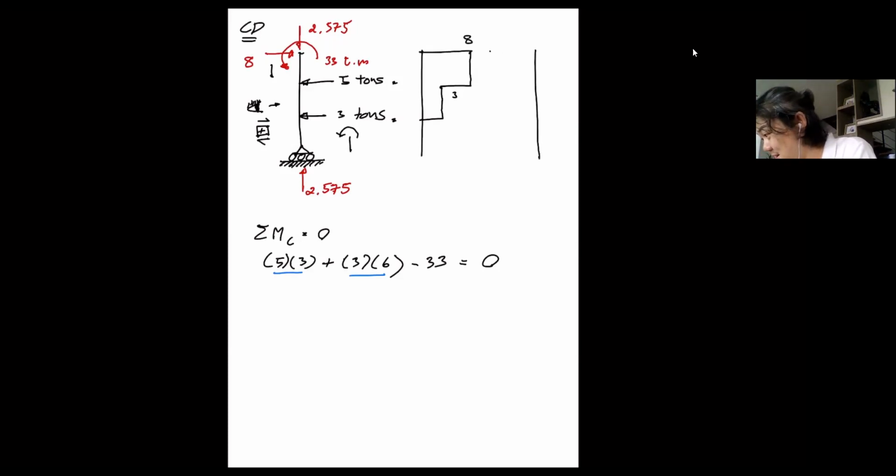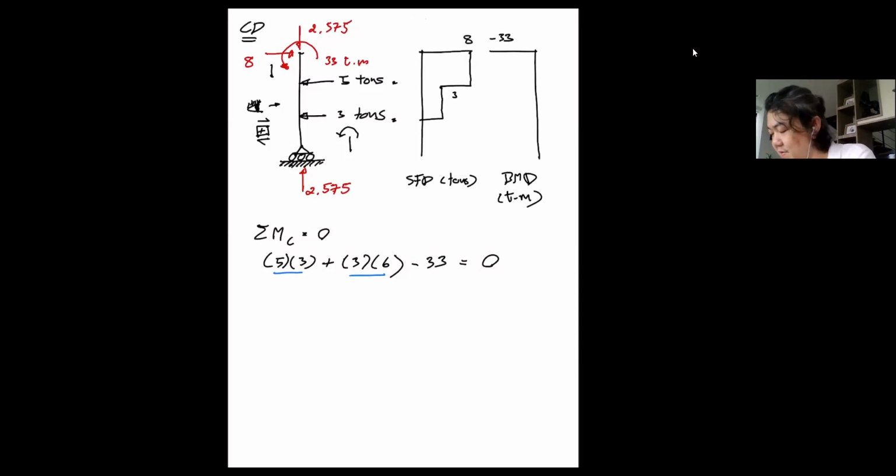And that is my minus 33. Okay, this is, no, not this. Let's bring it down here. Shear force diagram, unit in tons. This is my bending moment diagram in ton meter.